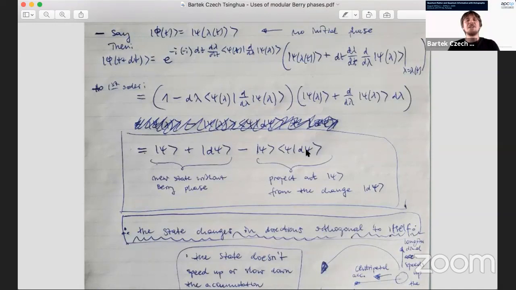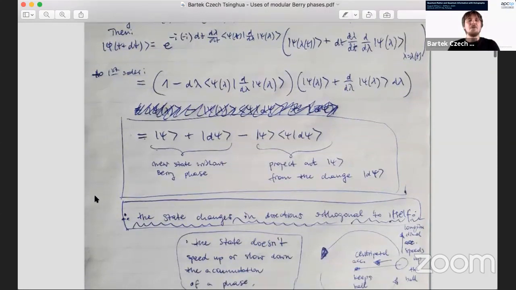But then I have this extra term. And what is this extra term? It takes d phi, the variation in the state, how the state changed, and it projects it onto the original state. It applies a projector phi phi on it. This means that we have taken the new state without the Berry phase, and we have projected out from the change the piece which points in the direction of phi. So what the Berry phase does for us is that it ensures that the state changes in directions which are orthogonal to itself. If I didn't project this thing out, a piece of d phi is there, which is still proportional to phi. The Berry phase makes sure that we get rid of that piece.